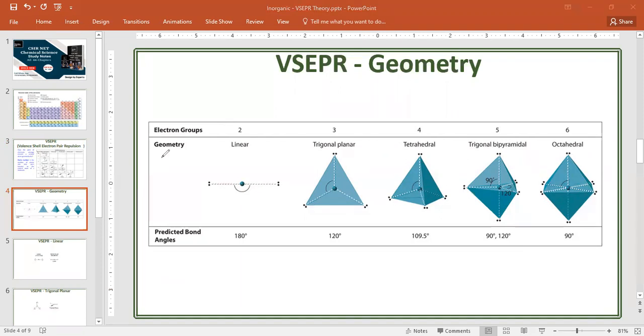Here geometry details are provided. If it is linear, the predicted bond angle is 180. If it is trigonal planar, the predicted bond angle is 120. Tetrahedral shape, then 109.5 degree. Trigonal bipyramidal, in this case 90 degree and 120 degree. Octahedral, if it is the geometry, then the bond angle is 90 degree. This we can understand with examples from the next slide.